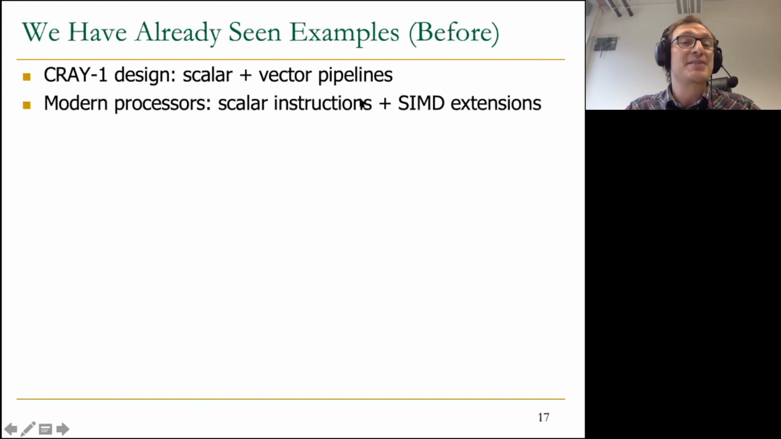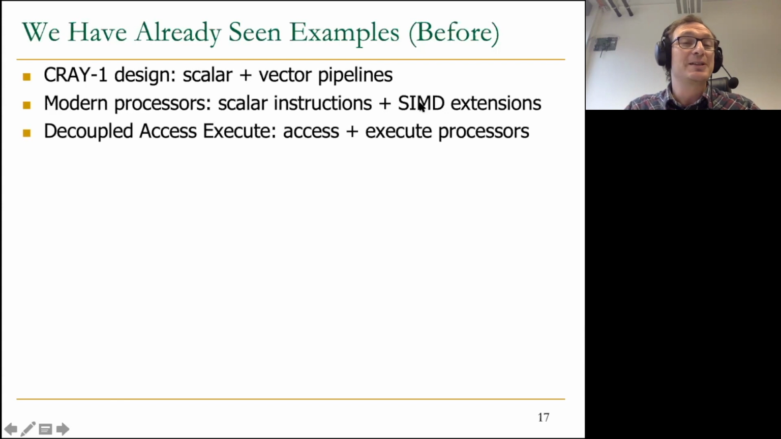So modern processors have scalar instructions and SIMD extensions. Again, we covered this in digital design and computer architecture, and this is important. Again, this is another example of heterogeneity. In fact, SIMD extensions are growing in existing systems. They're becoming much more powerful, not as powerful as vector processors, but still not bad compared to a general purpose processor. We talked about decoupled access execute. You have different types of processors doing different things. One of them is specialized for access. One of them is specialized for execute.